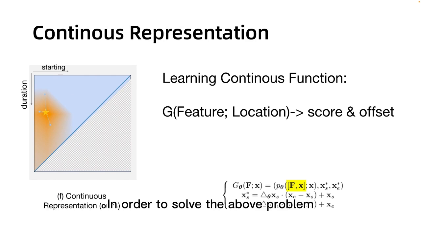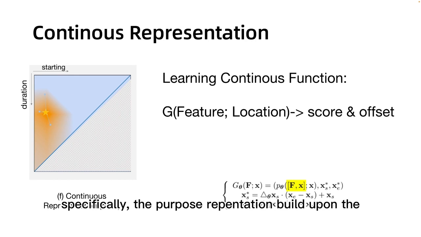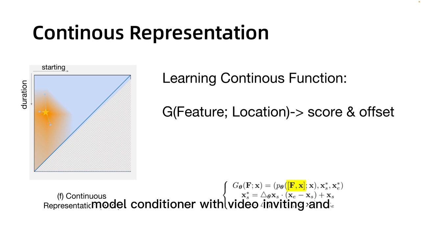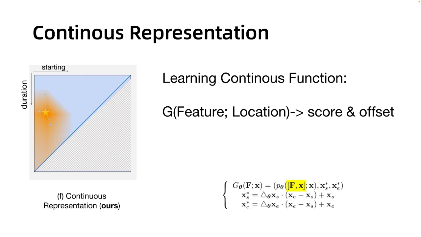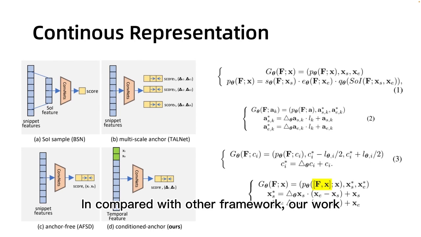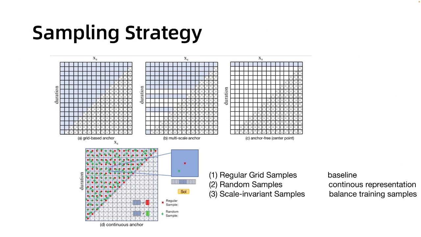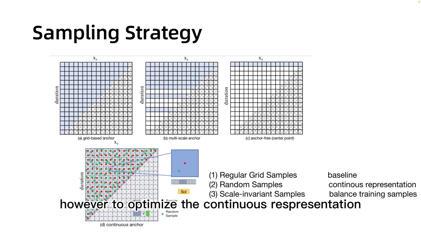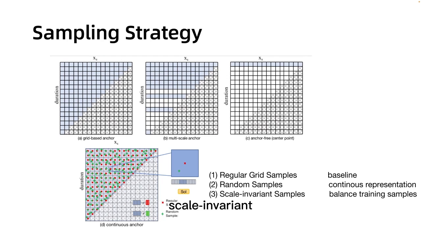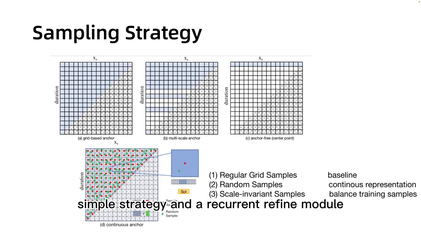In order to solve the above problem, our method is a significant step forward. We introduce a continuous representation, specifically a representation built upon a model conditioned on the video embedding and the start and endpoint, which ensures the capability of detecting segments with arbitrary lengths. Compared with other frameworks, our method simply adds 2 additional channels to the input. However, to optimize the continuous representation, we developed an efficient scale-invariant sampling strategy and a recurrent refinement module.